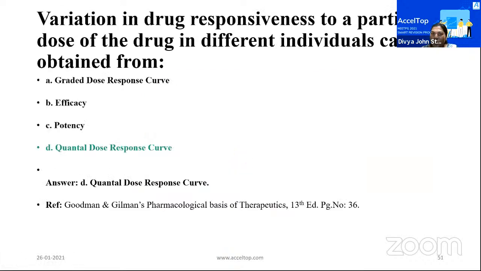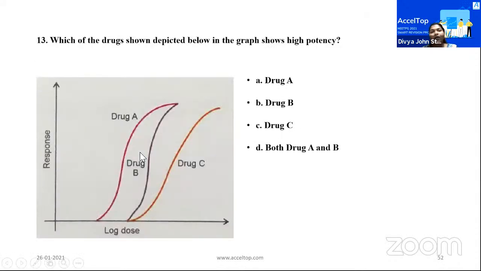So variation in drug responsiveness to a particular dose of the drug in different individuals can be obtained from your quantile dose response curve. Okay, so this is hand in hand, like what you do for therapeutic index in animals. We do a median lethal dose by median effective dose. That cannot be done in humans, so we do a quantile dose response curve.